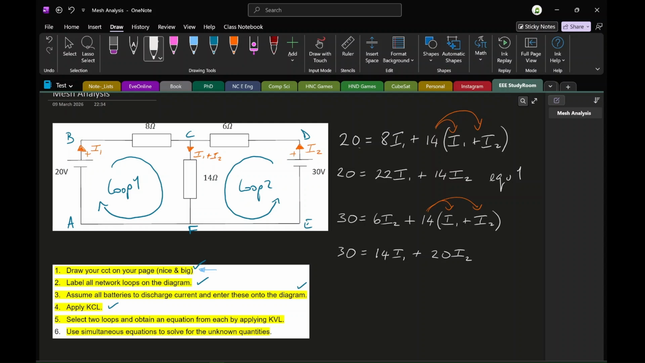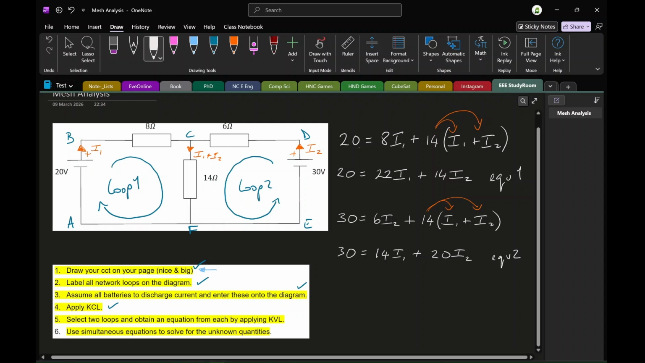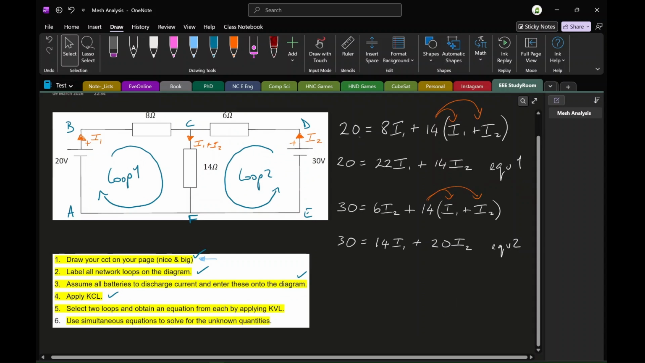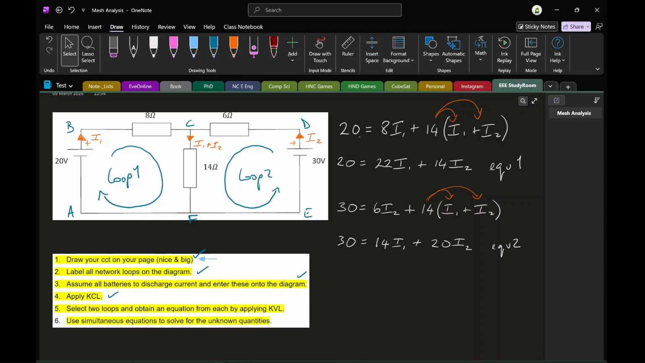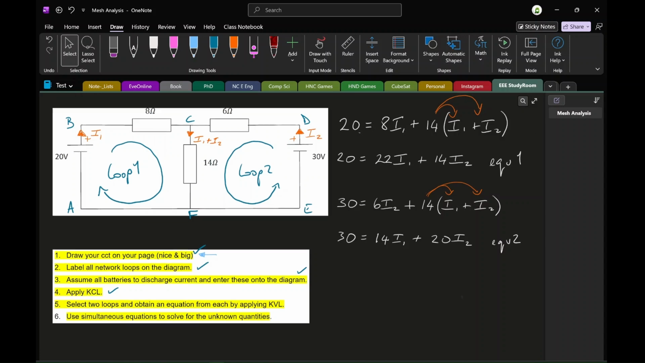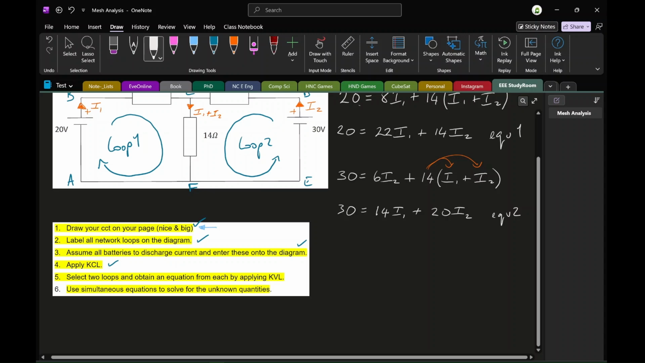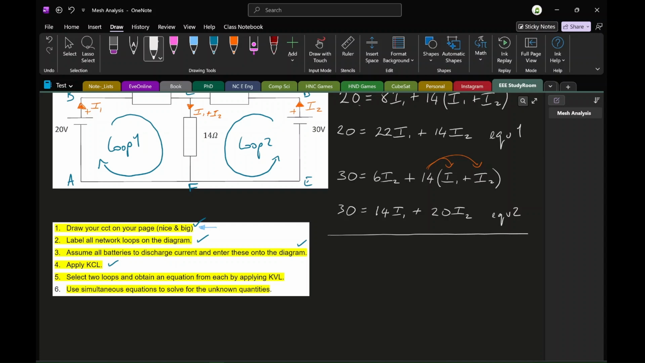So I'm going to go ahead and call that equation 2. So now what I've done is I've built 2 loop equations. And those 2 loop equations will allow me to solve for one of the currents. As a matter of course, what I tend to do is just rewrite the loop equations that I've completed. So equation 1: 20 equals 22I1 plus 14I2. That's equation 1. And right underneath it, 30 equals 14I1 plus 20I2. Always double checking my work in case I make some silly mistake. So that's all looking good.